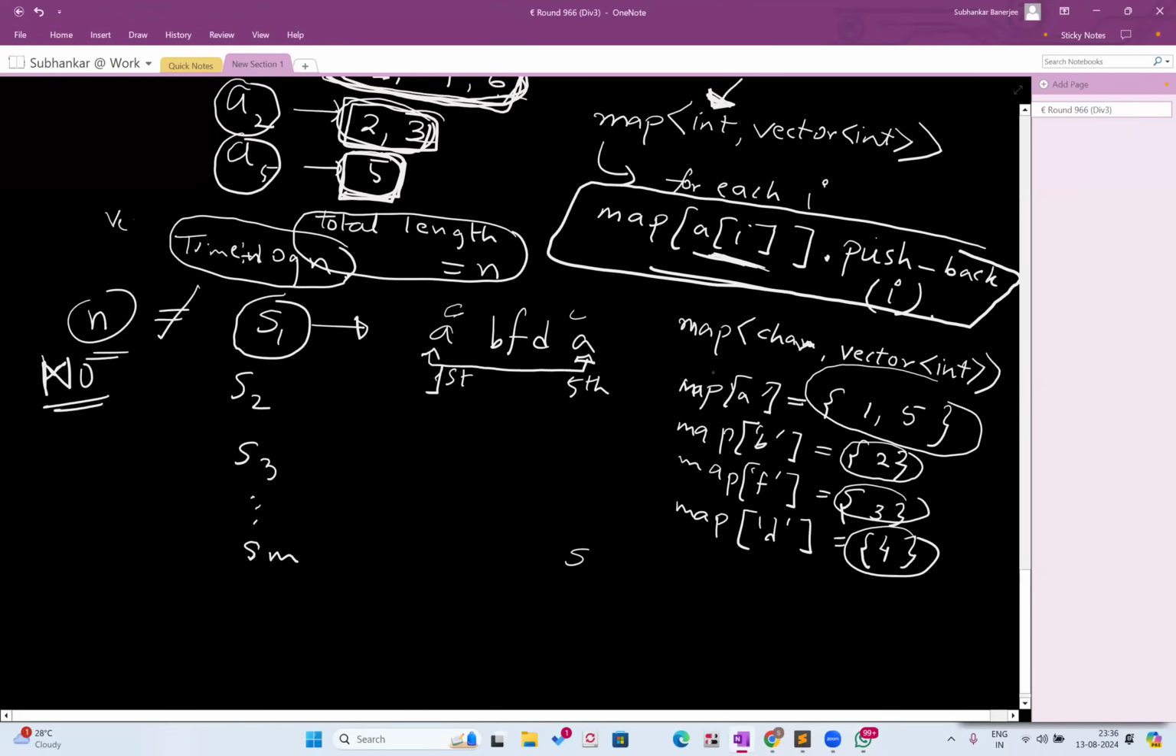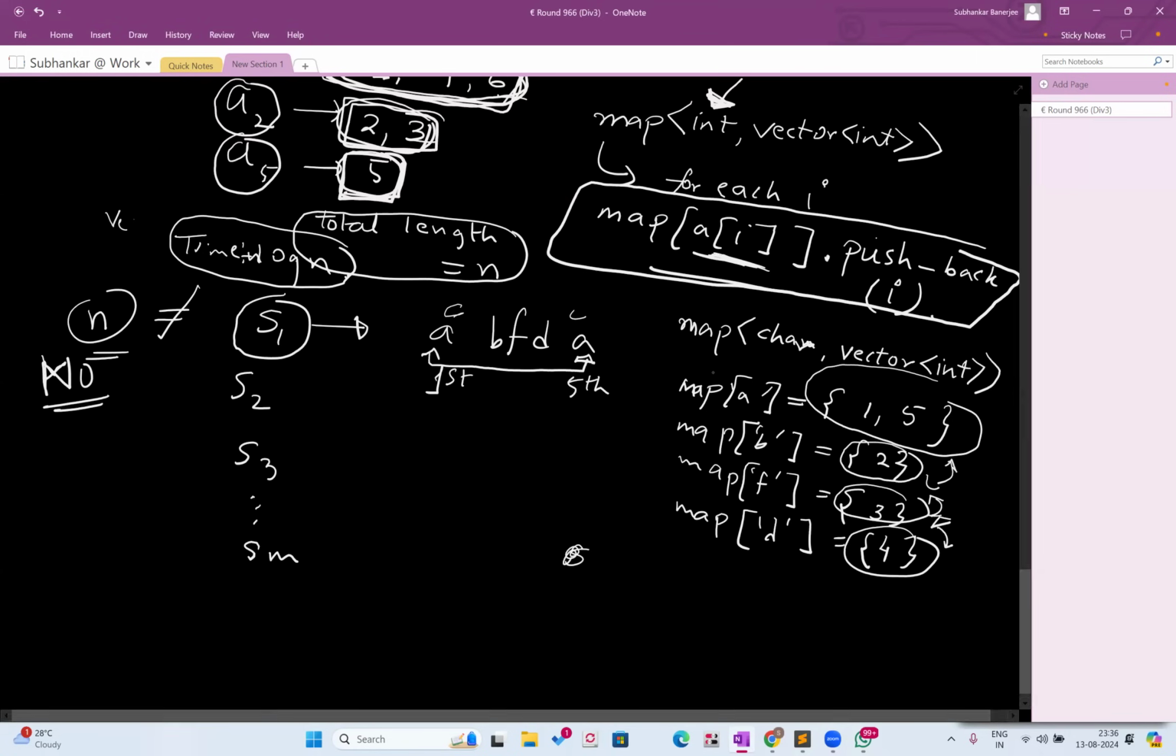If we create a vector of vector and push back these vectors into this for the strings as well, if the vectors match, then we can say that yes, the answer is yes. Otherwise, answer will be no.